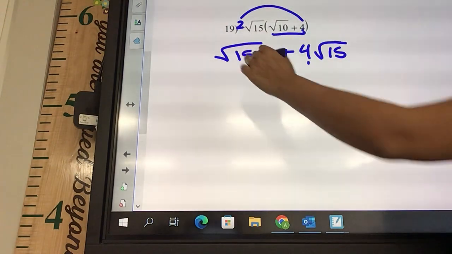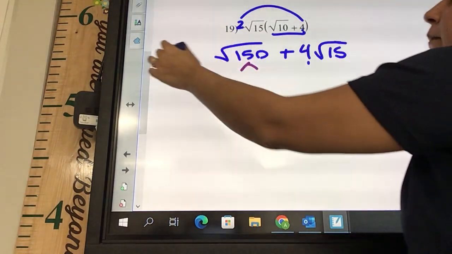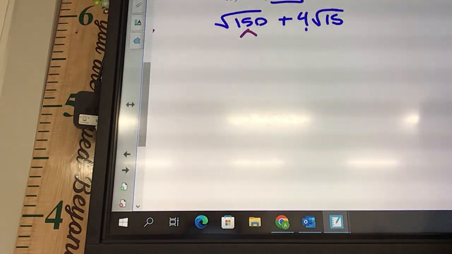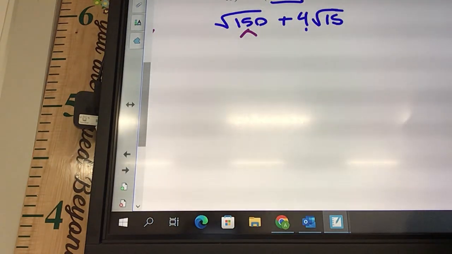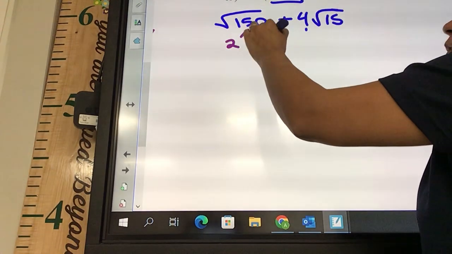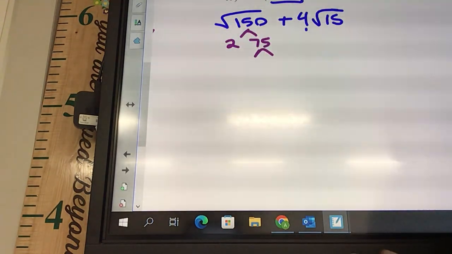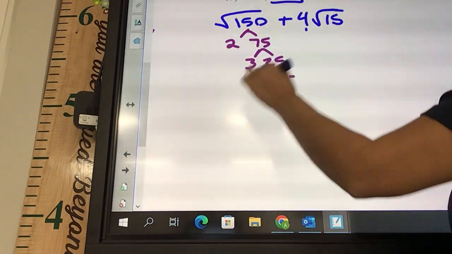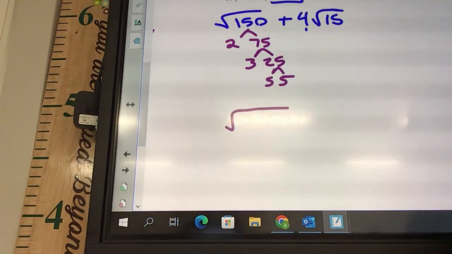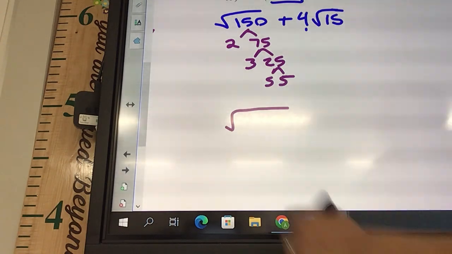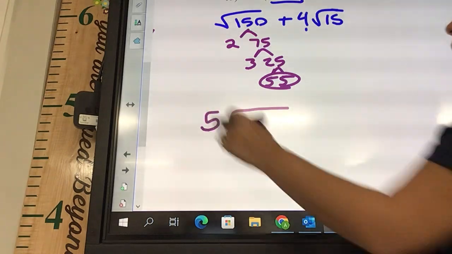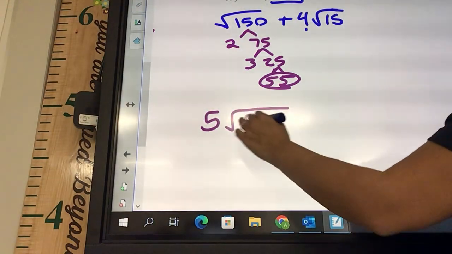So what are some factors of 150? 2 and 75. 3 and 25. And then 5 and 5. So what is this radical going to be? Who can go? The group of 5s can go. Who cannot go? 2 and 3.